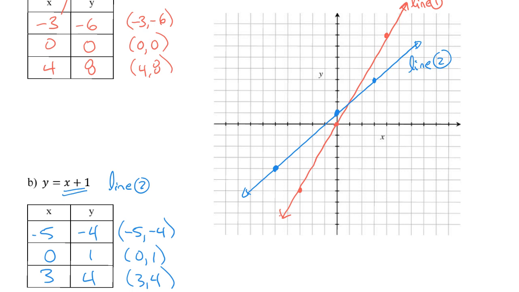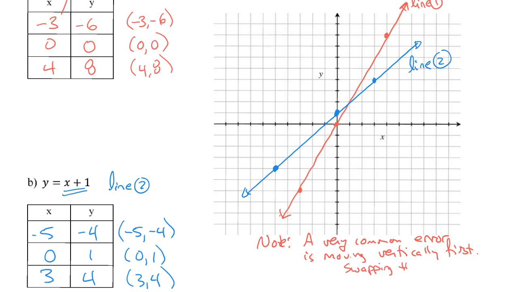You should probably take some time and work through some of those exercises to make sure that you're approaching the coordinate plane correctly. Just a big note here, something to watch out for, a very common error: moving vertically first. Basically, people swap the coordinates, swapping the x and the y coordinates. It's a really, really common error, so please make sure that you're being consistent. The x coordinate comes first and then the y coordinate.